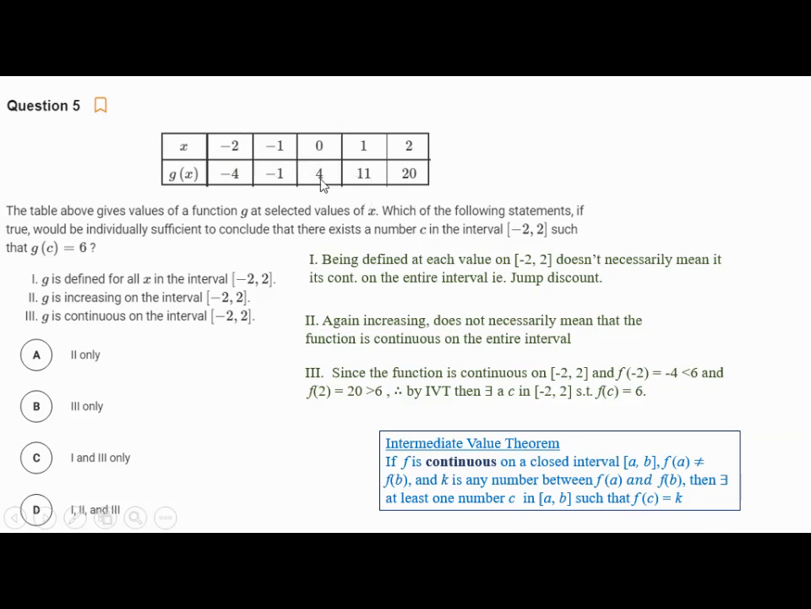But you know for sure there's got to be a c in between 0 and 1 that would, f of c would equal 6. And there could be more. But the fact that this is continuous and the y values on the right endpoint and the left endpoint are greater and less than 6, then that would be sufficient. And so the answer would be B.